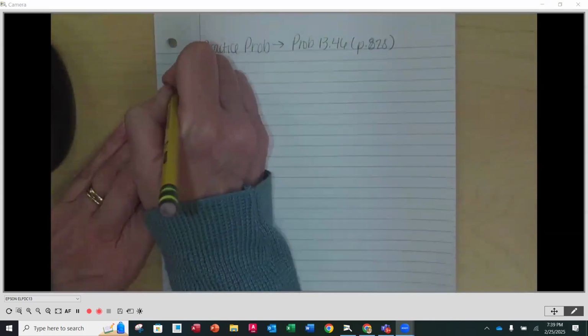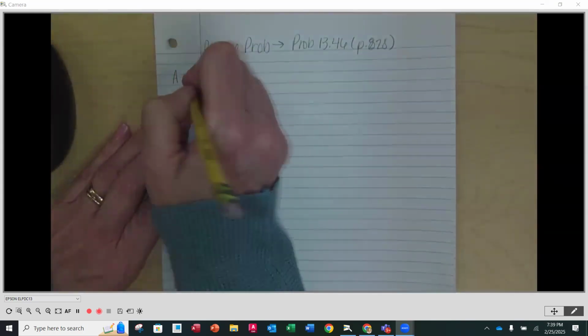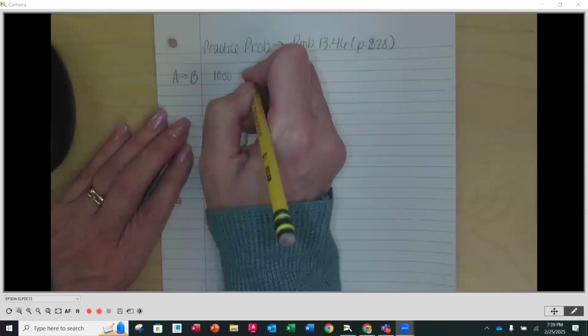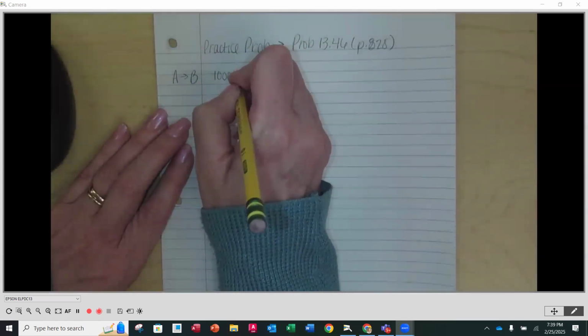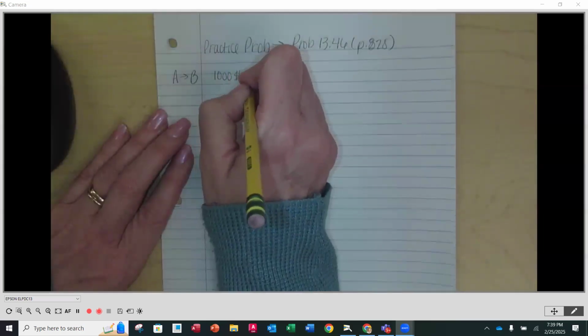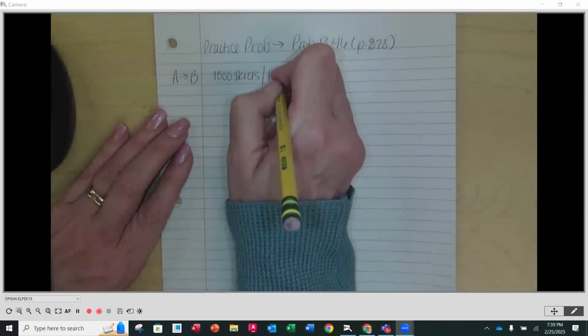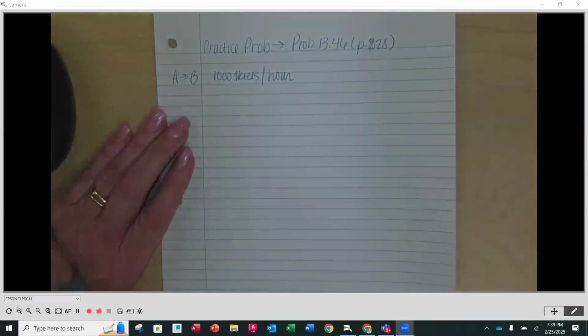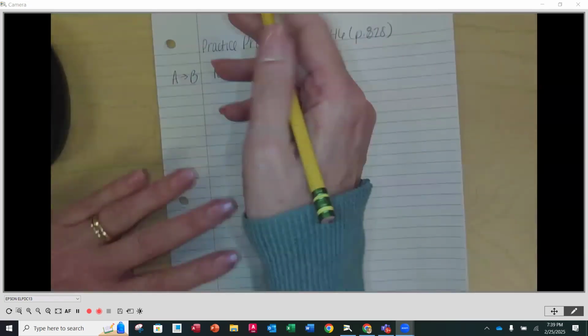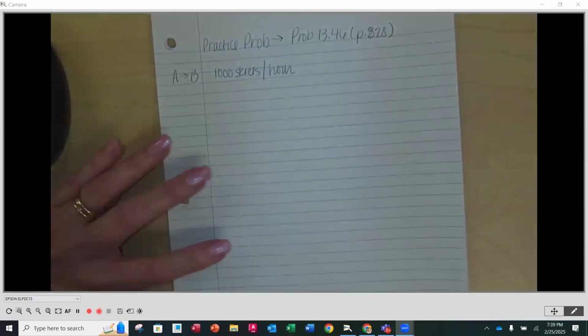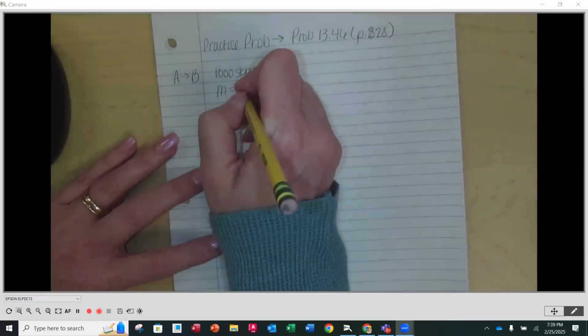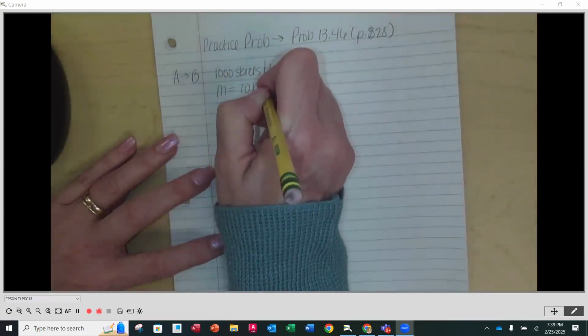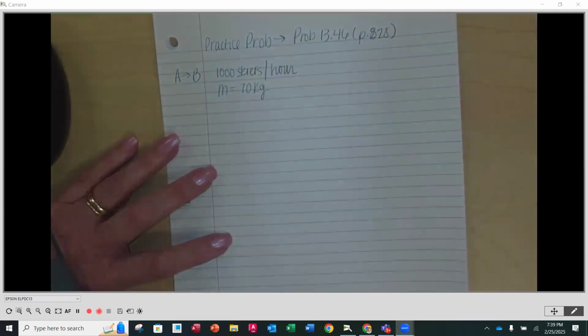So as we go from A to B, we know that there is going to be about 1,000 skiers per hour. Okay. 1,000 skiers per hour is the rate, if you would. The mass of the individual skiers on average, 70 kilograms.